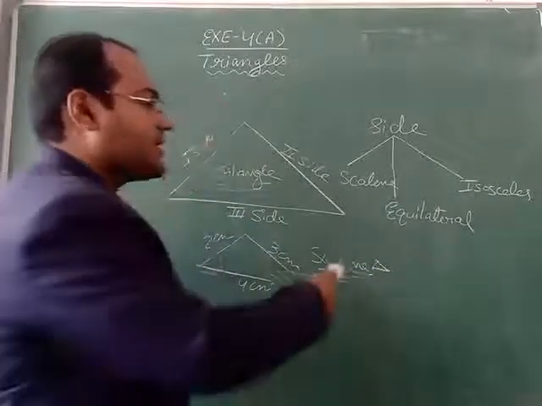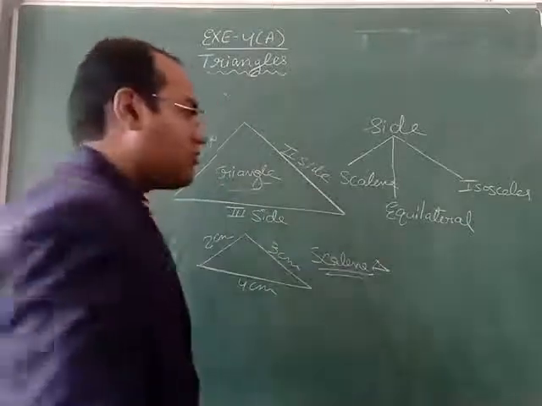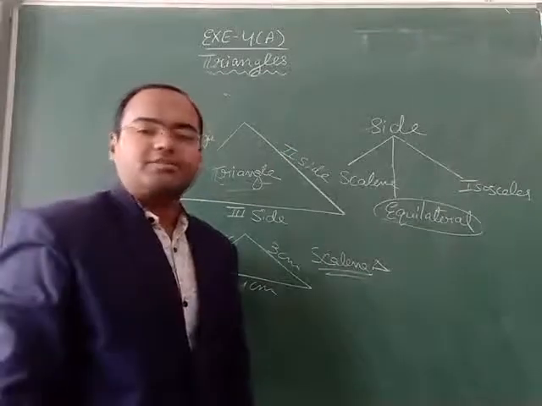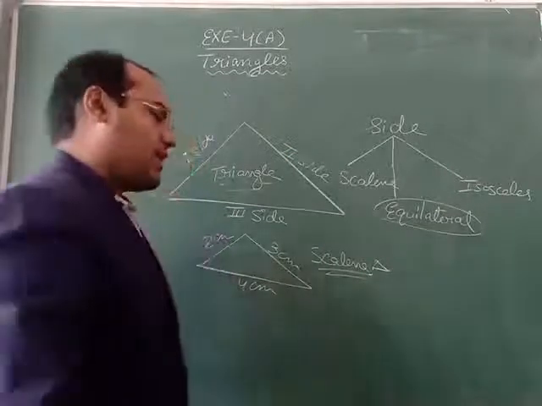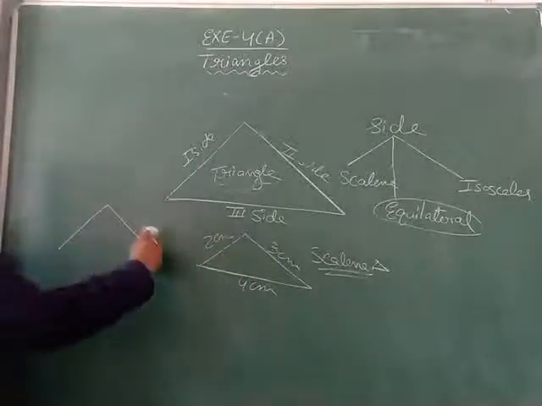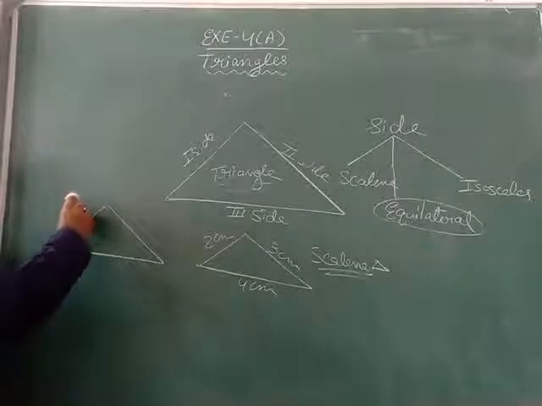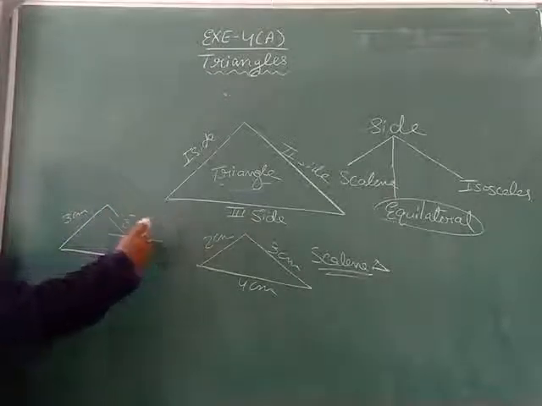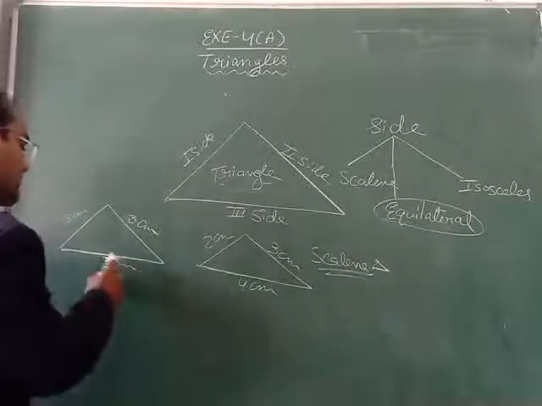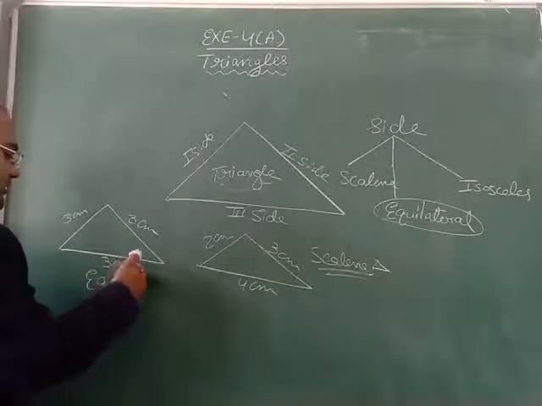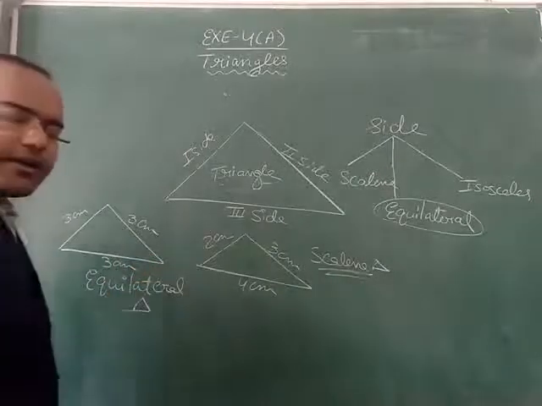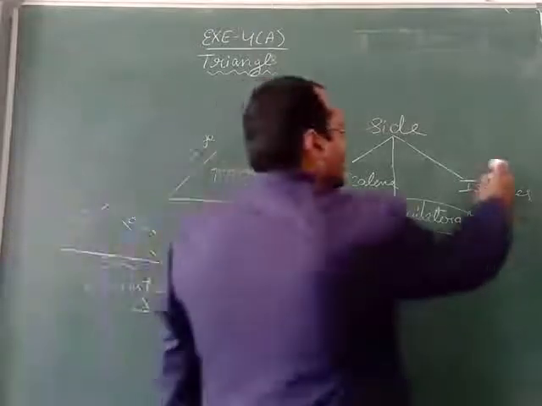Second category is equilateral triangle. Equilateral means equal. In such triangles, all the three sides will be equal to each other. Example, this is the triangle. All the three sides are 3 cm. So such triangles in which all the three sides are equal are known as equilateral triangles.